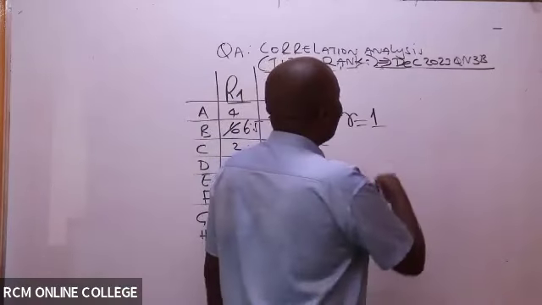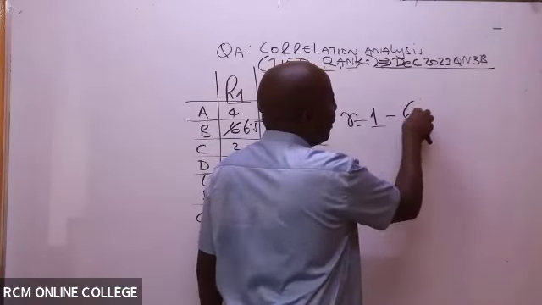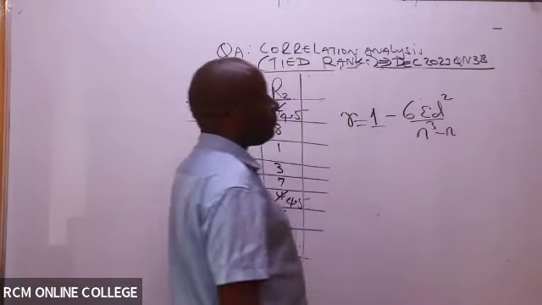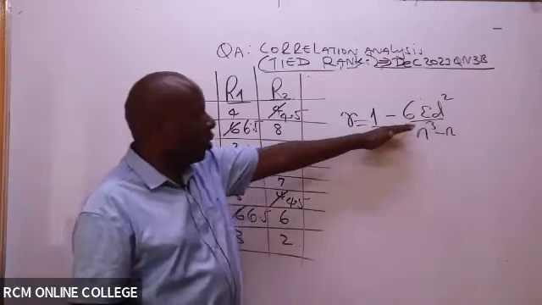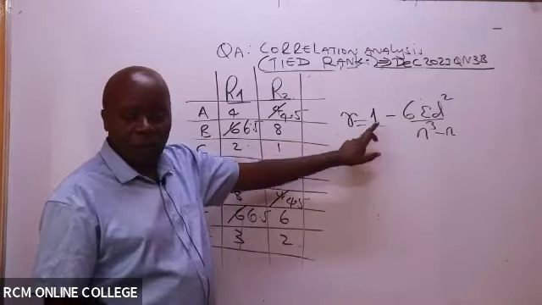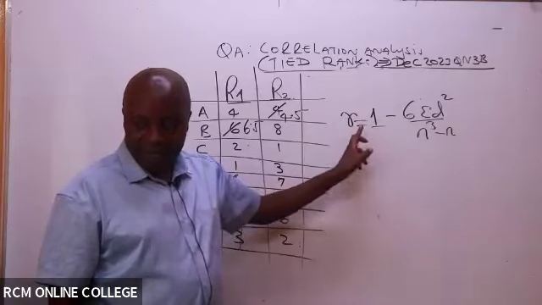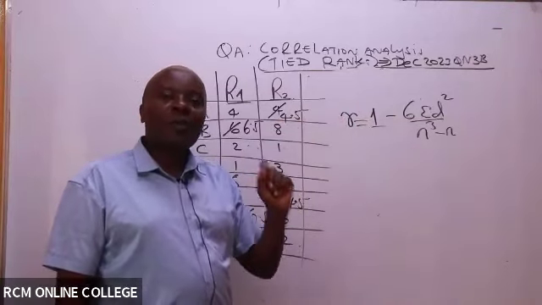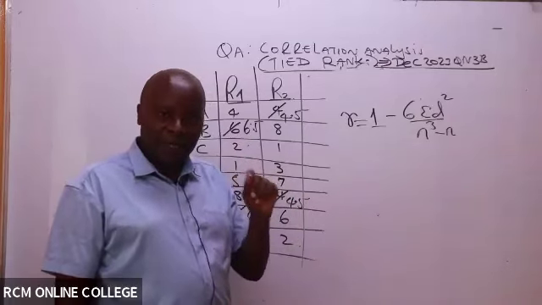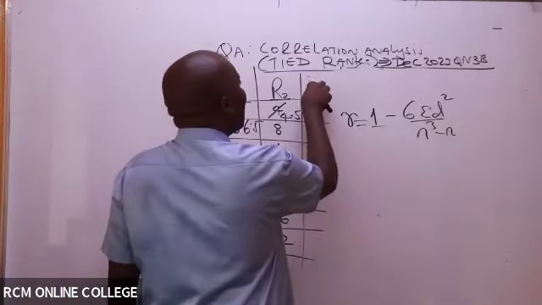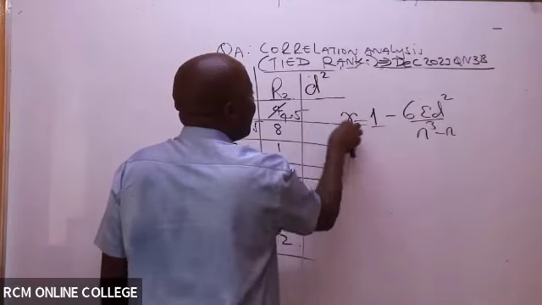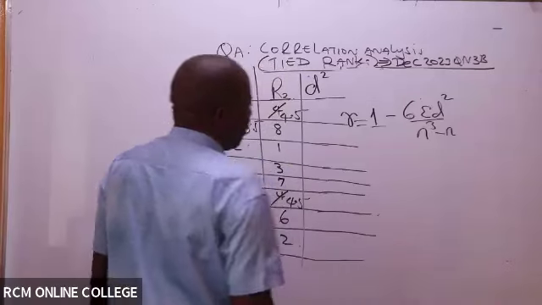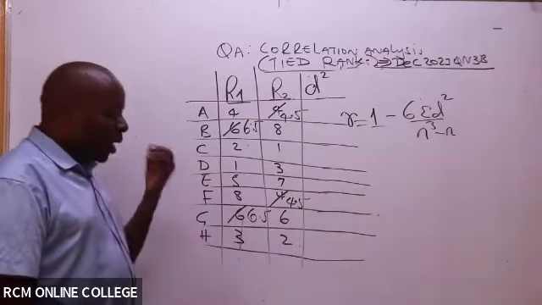So R equals 1 minus 6 summation of D squared all over n cubed minus n. Remember that the 1 here is independent. What does that D stand for? D stands for differences, so the summation of differences squared. Create a column up here for differences squared. So then get your calculator.